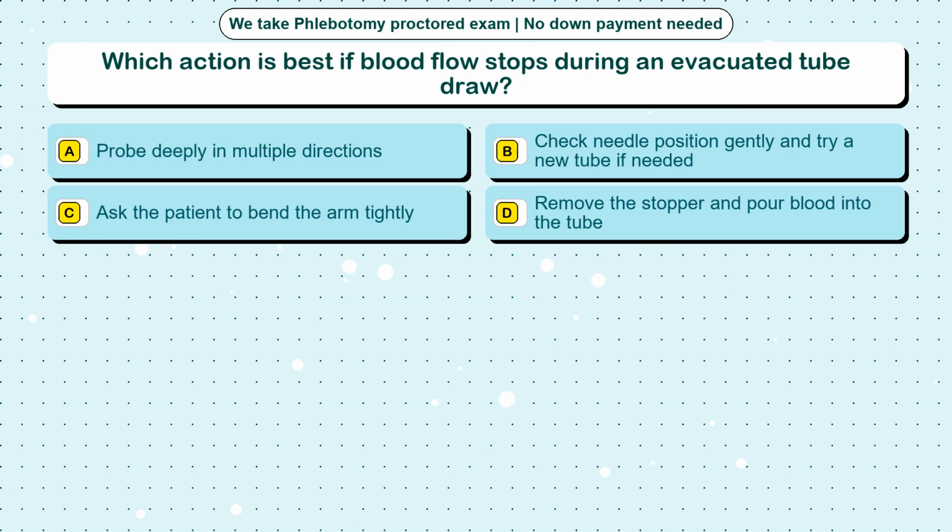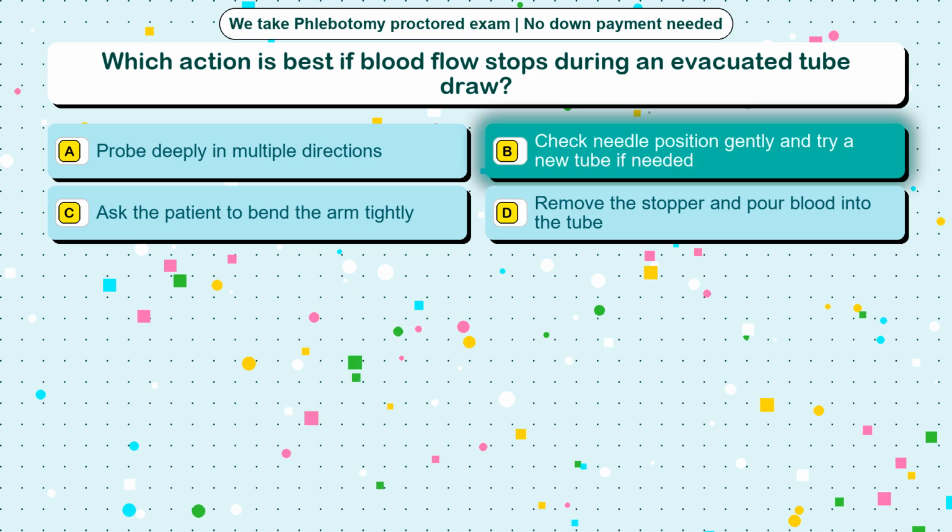Question 73. Which action is best if blood flow stops during an evacuated tube draw? Option A, probe deeply in multiple directions. Option B, check needle position gently and try a new tube if needed. Option C, ask the patient to bend the arm tightly. Option D, remove the stopper and pour blood into the tube. The correct answer is option B, check needle position gently and try a new tube if needed.